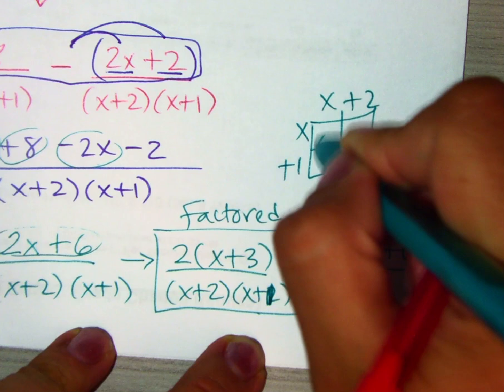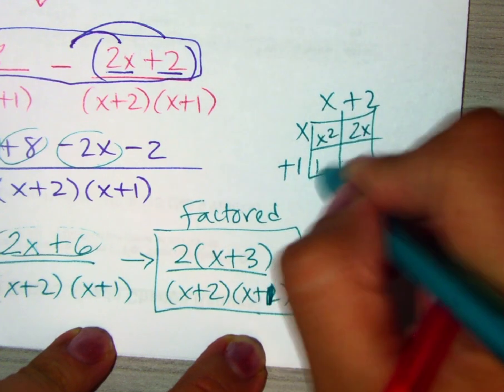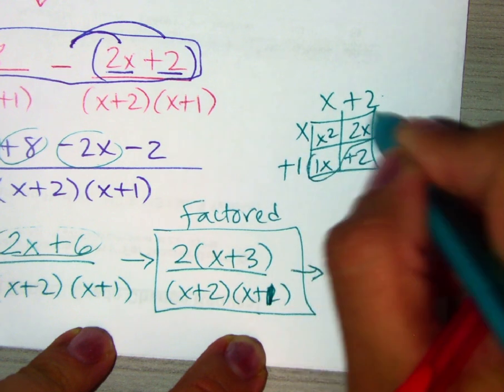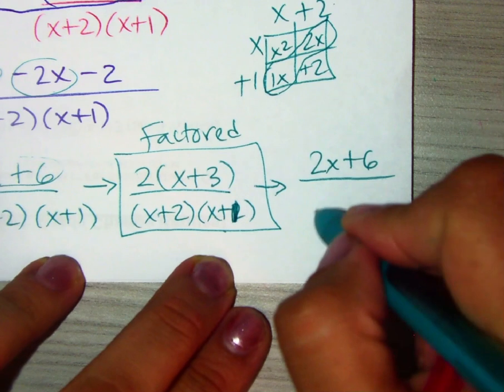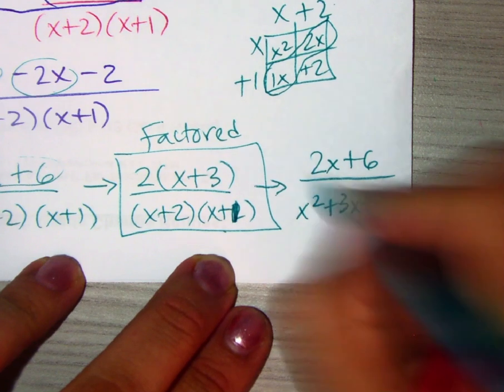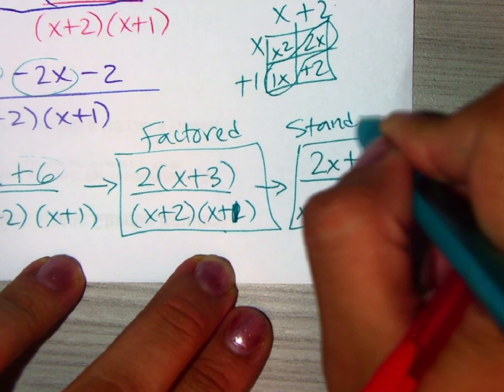X times x is x squared, x times 2 is 2x, x times 1 is 1x, 1 times 2 is positive 2. These are like terms, and they combine, and you end up with x squared plus 3x plus 2. So this will be the standard form. All right, let's try another problem.